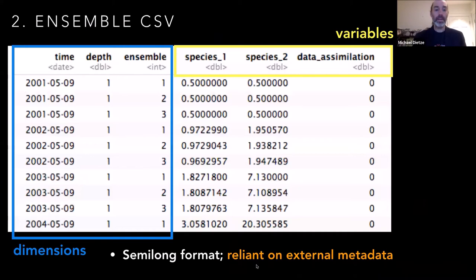The same considerations extend to our Ensemble CSV format alternative, but in this case, because the forecast cannot be natively stored as a data cube in a two-dimensional CSV file, instead we're proposing the format where the dimensions, in this case, time, depth, and ensemble member, are in a long format, but the variables being forecast are stored as columns. So here we have our two species being stored, and this additional data assimilation flag.